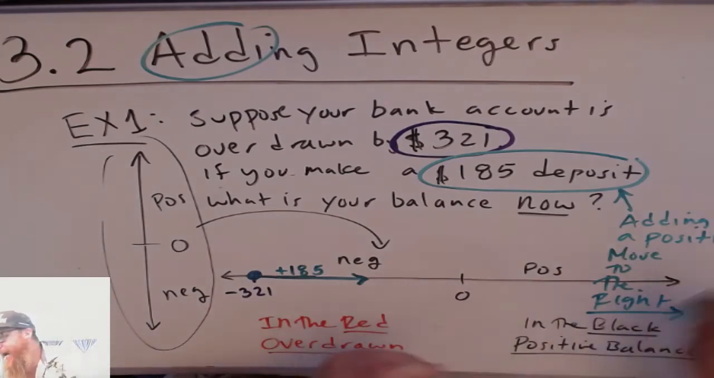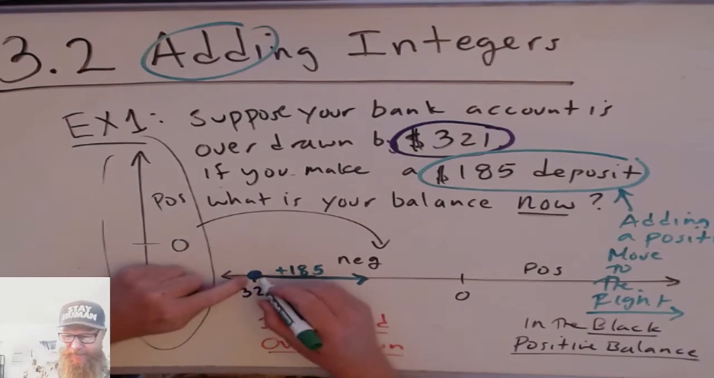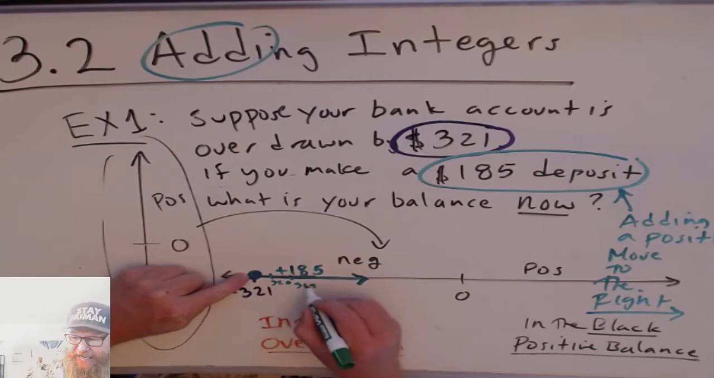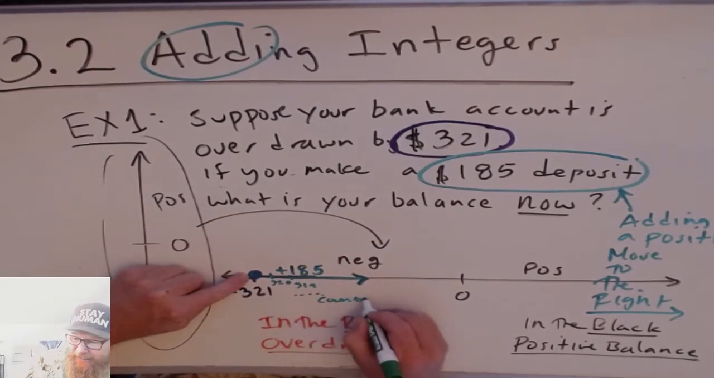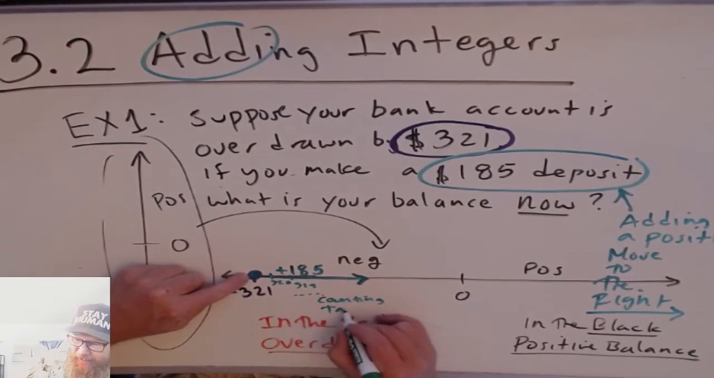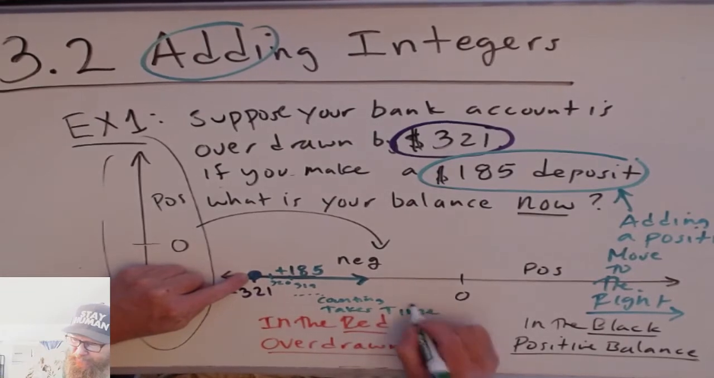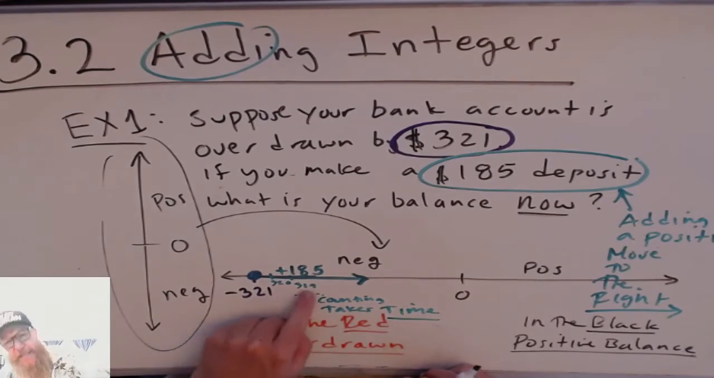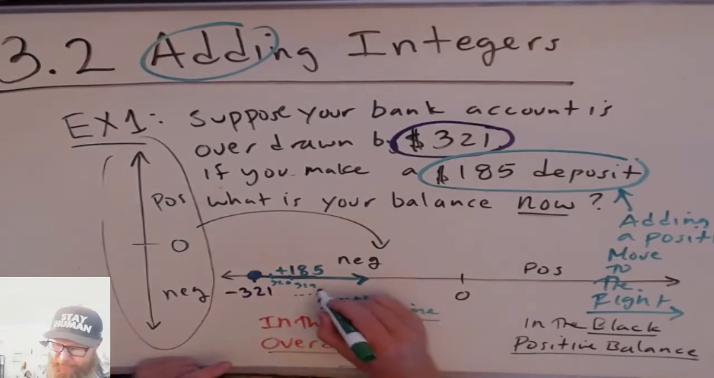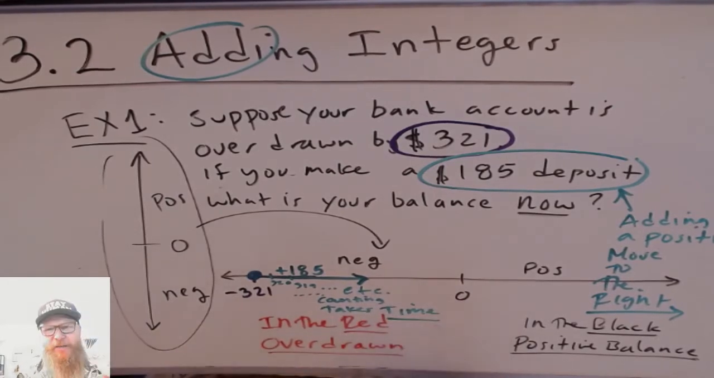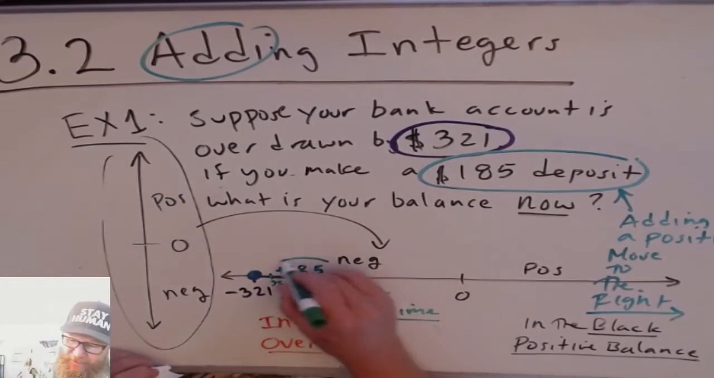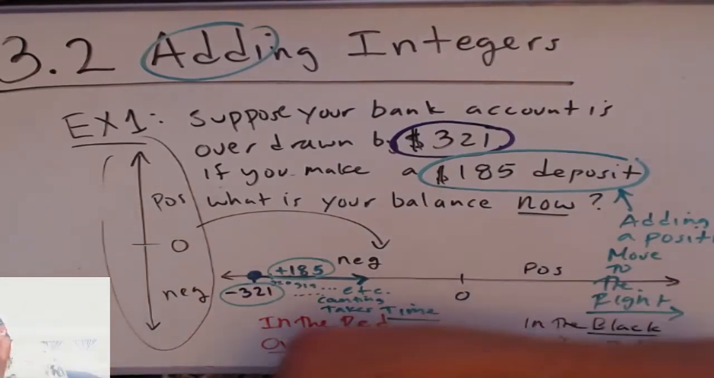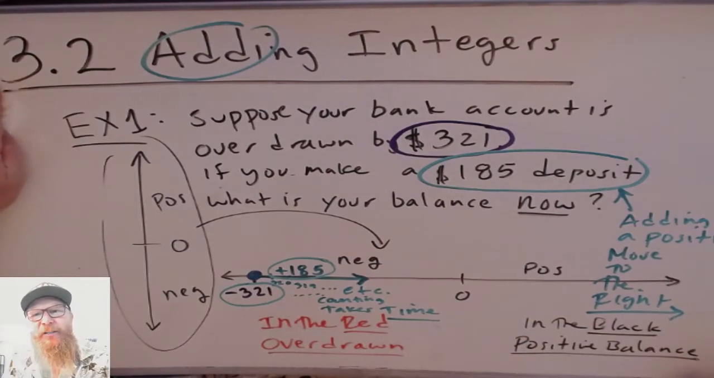Now you could just count if you really wanted to, right? It would go 320, 319. Counting takes a long time. You could do it though. 321, you go 320, 319, 318, and so on. But it's going to be quite cumbersome, right? So it'd be nice if we had a rule on how to add these numbers efficiently.